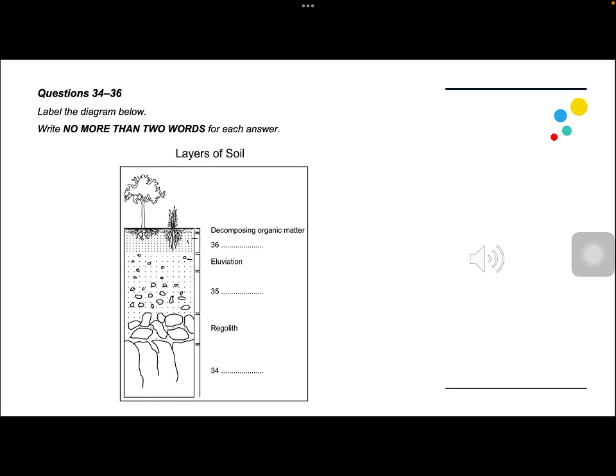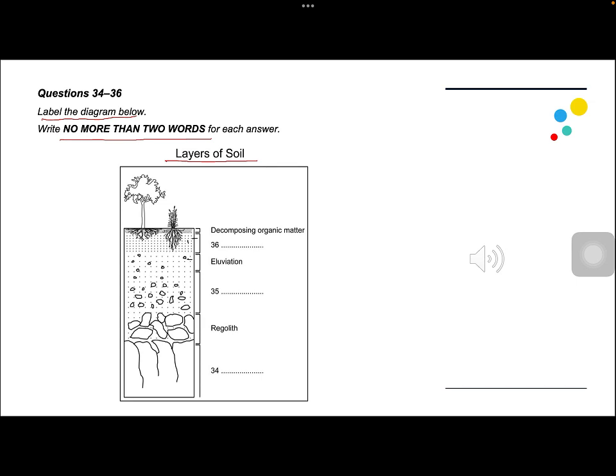Now, in this case as well, the first thing that we are going to do is read the instructions given and the word limit, which is no more than 2 words for each answer. So we have a word count of only 2 words. And also try to understand the context of the figure given here. So as we can see, the heading of the diagram is layers of soil. So actually that gives us an idea that, as we can see in the figure, the speaker is going to talk about different layers of soils.